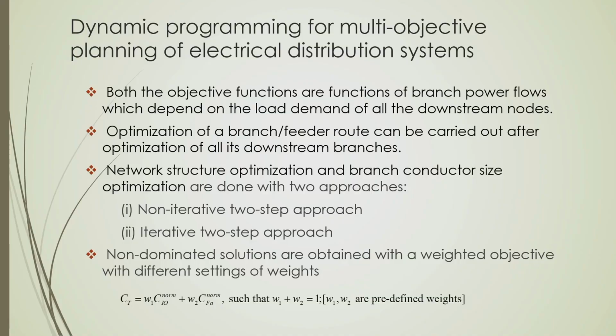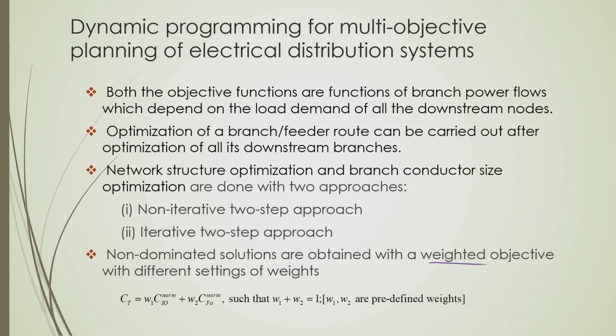Now, here, solving using dynamic programming for a multi objective optimization problem, we use the weighted approach, and we convert these two objective functions into a single objective, that is C t, with two weights W 1 and W 2, where we use different weight combinations to get a set of solutions which we require to represent the multi objective optimization problem.